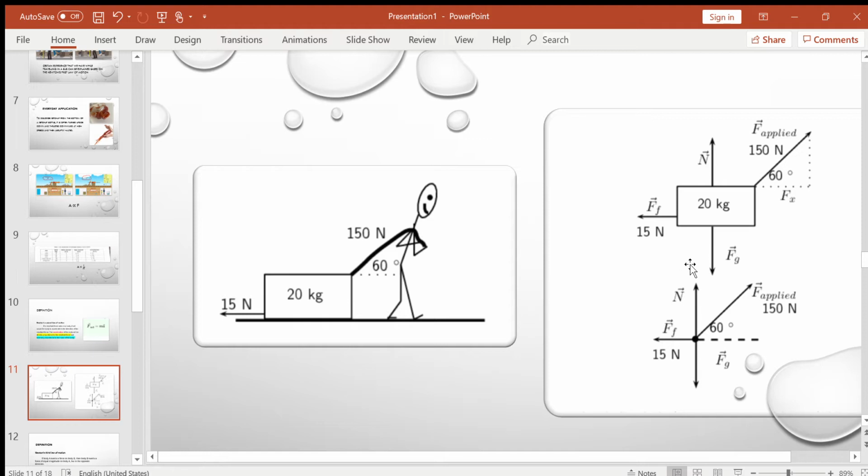And one more thing I would like to emphasize is that the direction of the axis follows the direction of the motion. In this example, because the man is pulling the box to the right, I chose the x-axis to be positive going to the right, from left to right.